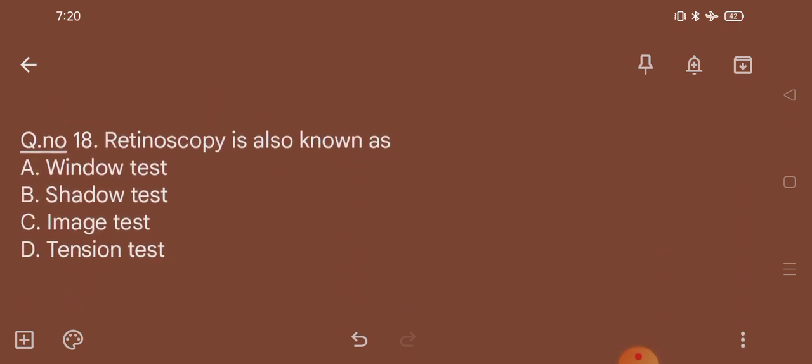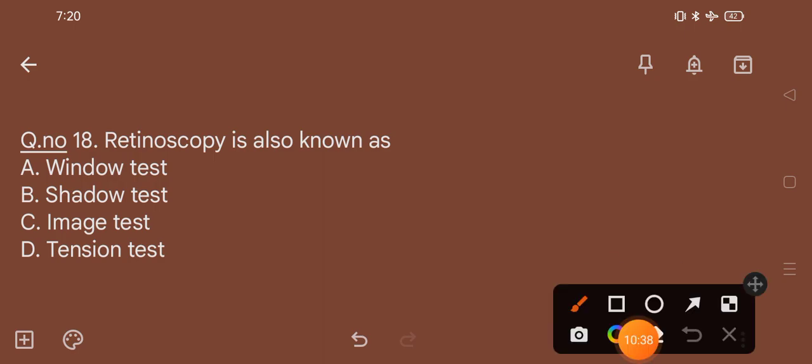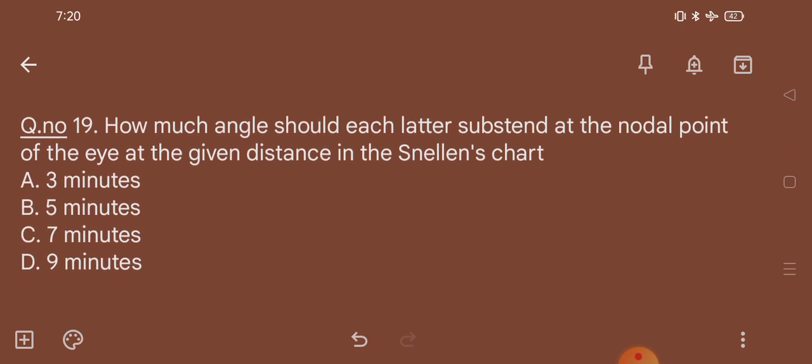Question number 18: retinoscopy is also known as option A window test, option B shadow test, option C image test, or option D tension test. Retinoscopy is also known as the shadow test. Option B is correct, and it is also known as skiascopy. So retinoscopy has three names: skiascopy, retinoscopy, and the shadow test.